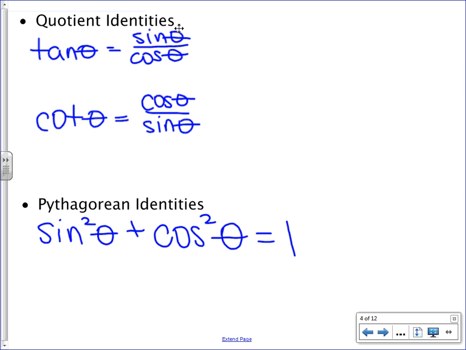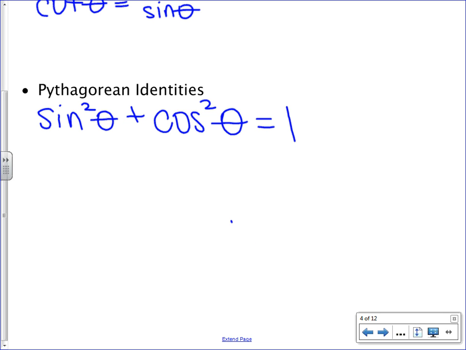Now we actually have 3 Pythagorean identities. Okay, here is the first one. As long as you know the first one, we can get to the others. You have to know sine squared plus cosine squared equals 1. Now, I'm going to come over here.